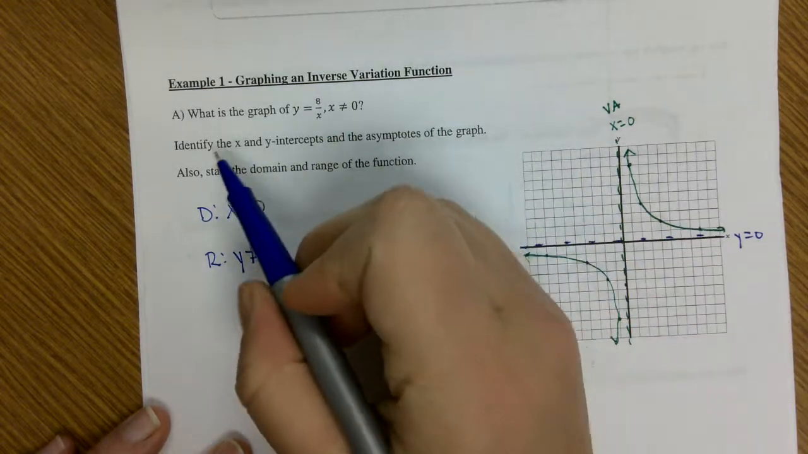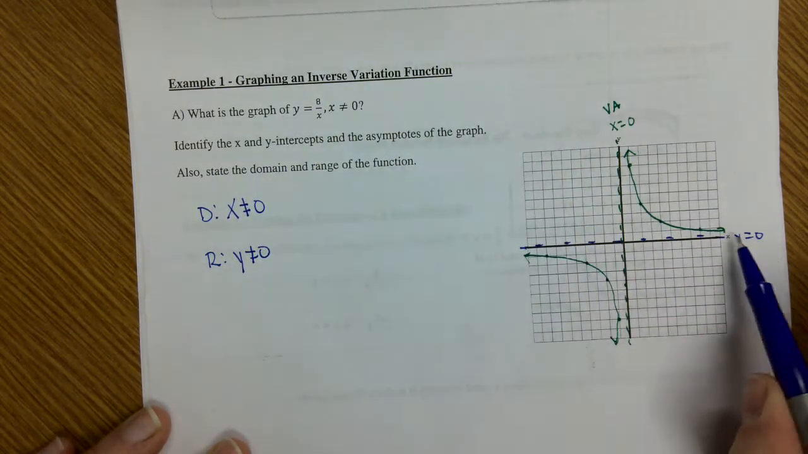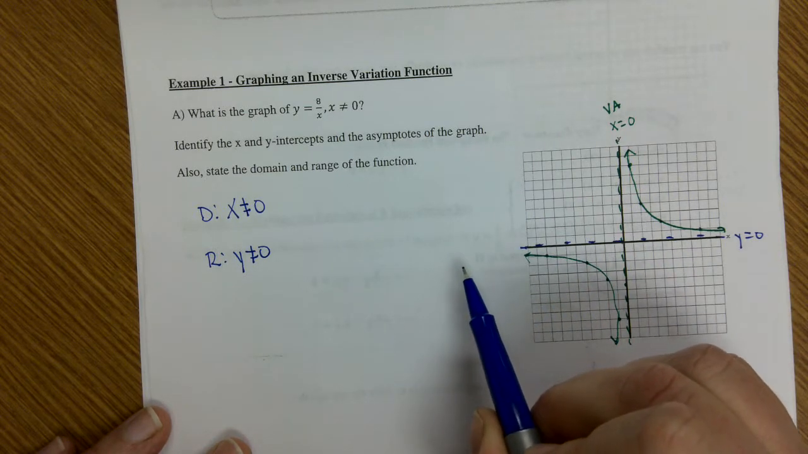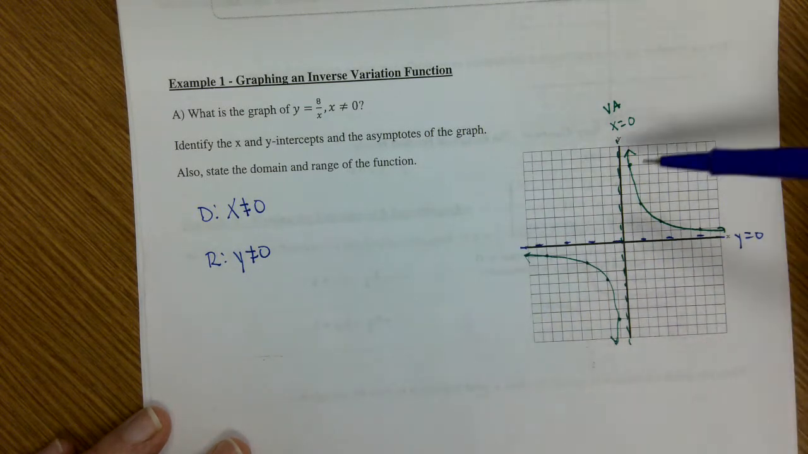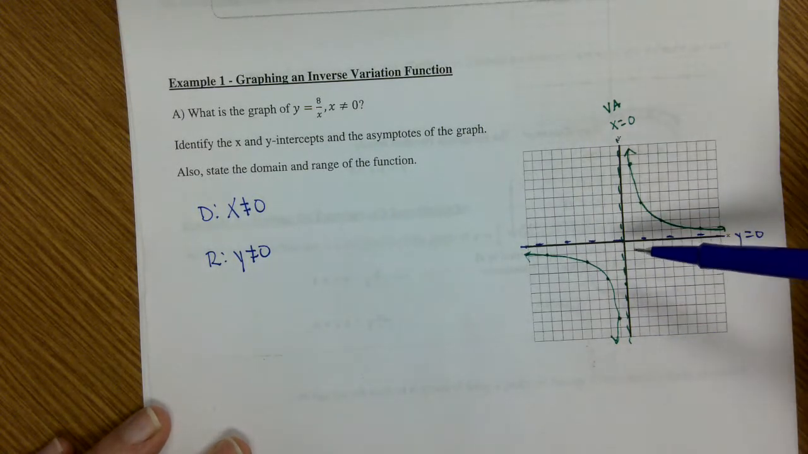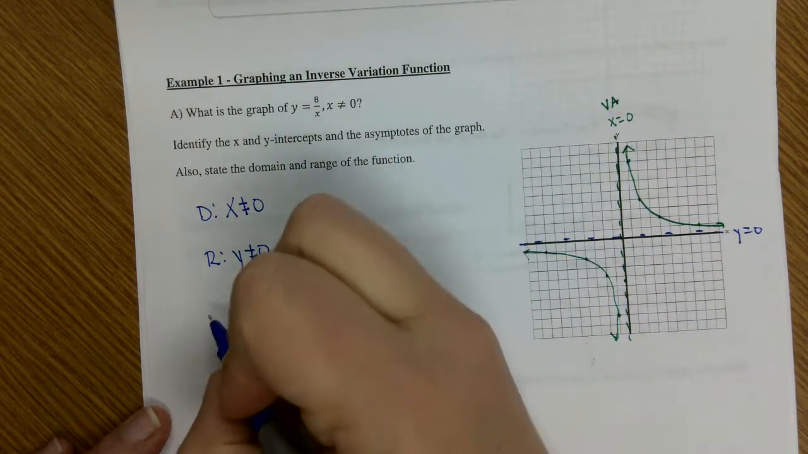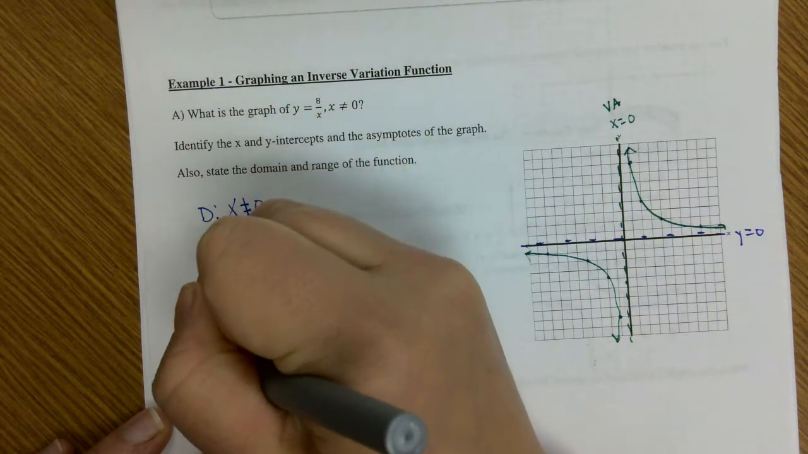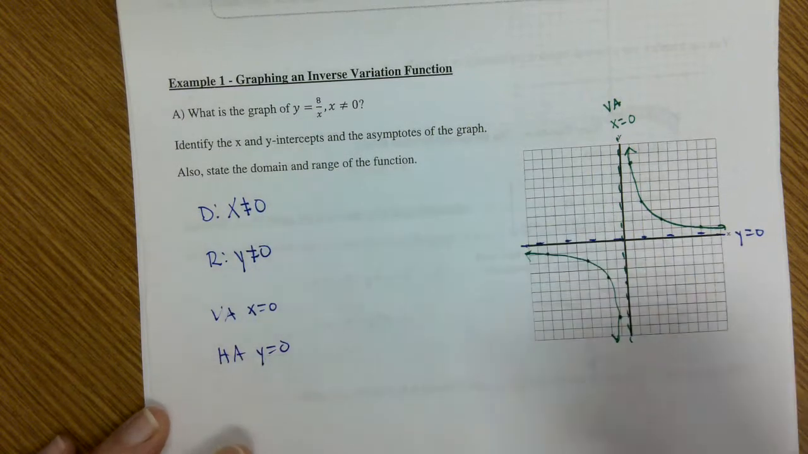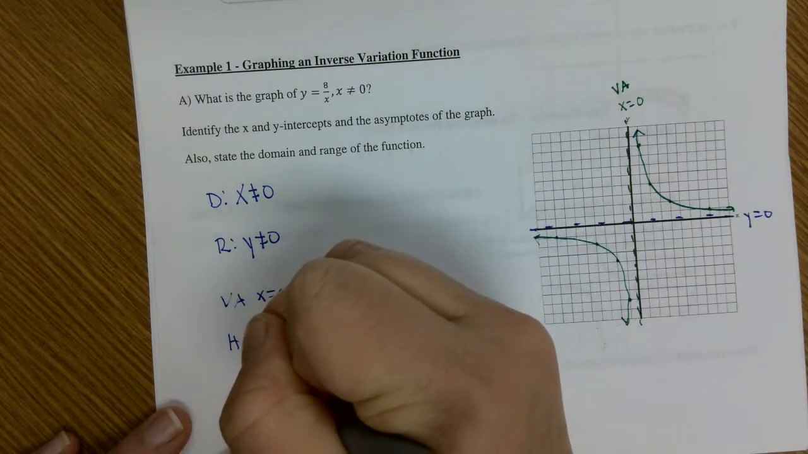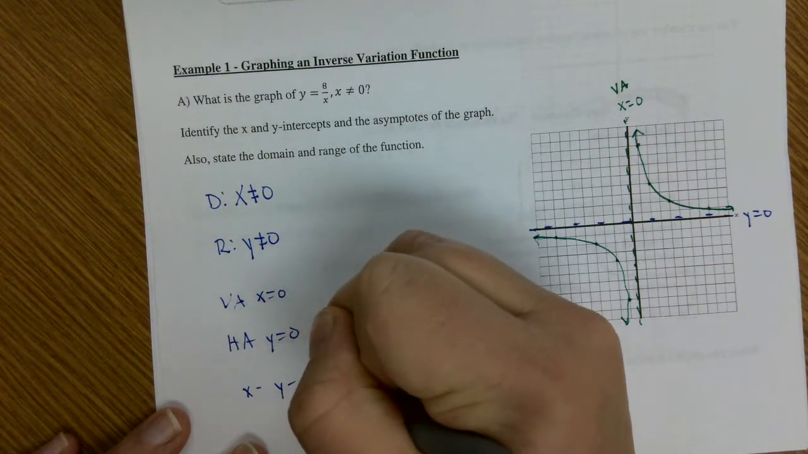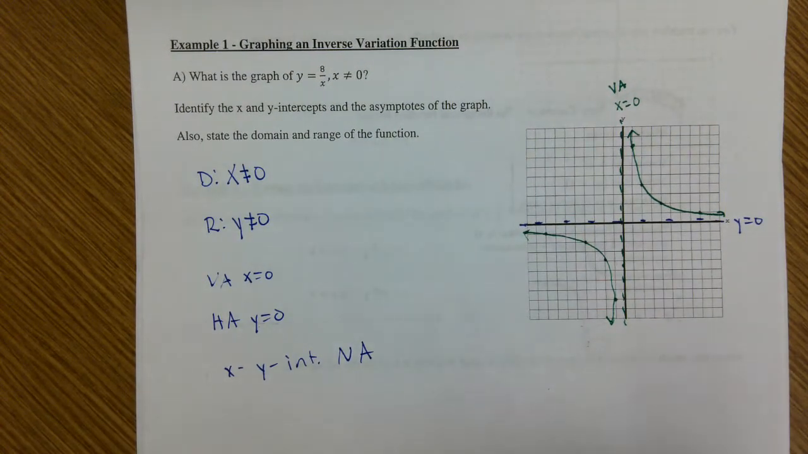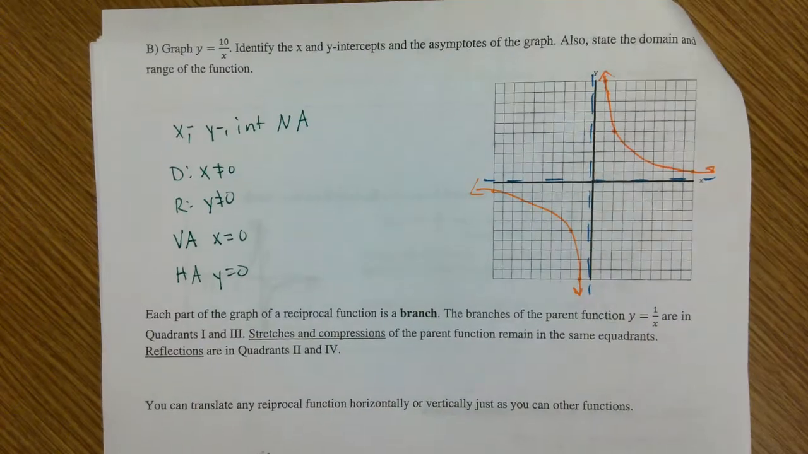My x and y intercept. So x-intercept means where does it cross the x-axis? Well, because we have this horizontal asymptote, that means we will not have an x-intercept. Same thing as a y-intercept. Because we have a vertical asymptote at x equals 0 and a horizontal asymptote at y equals 0, there will be no x and y intercepts. Intercepts not available. Now I want you to try to do this B problem by yourself.